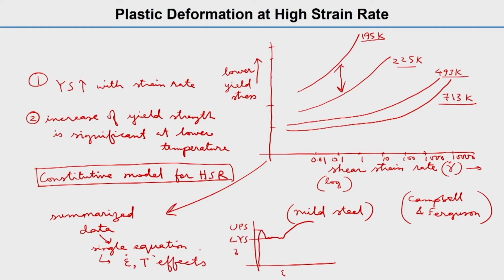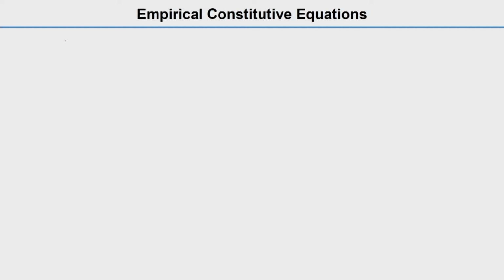So we will try to find that, and then we can interpolate or extrapolate to predict the material behavior at different strain rates, strains or temperatures. So that's what we will do: find a suitable or appropriate constitutive model for high strain rate. Several constitutive equations were proposed and have been used successfully. The objective of this equation is to summarize the variation of the yield stress with strain rate and temperature.